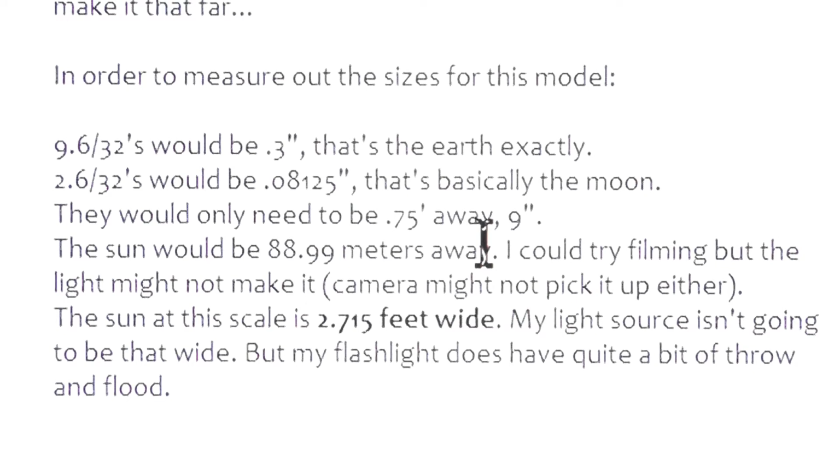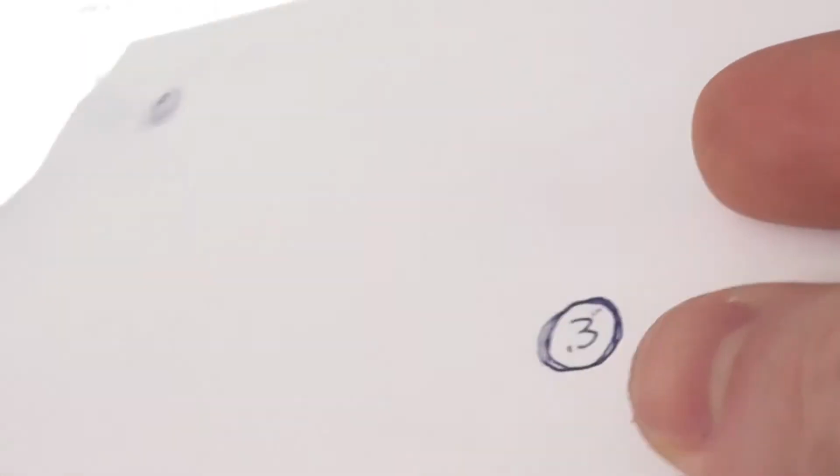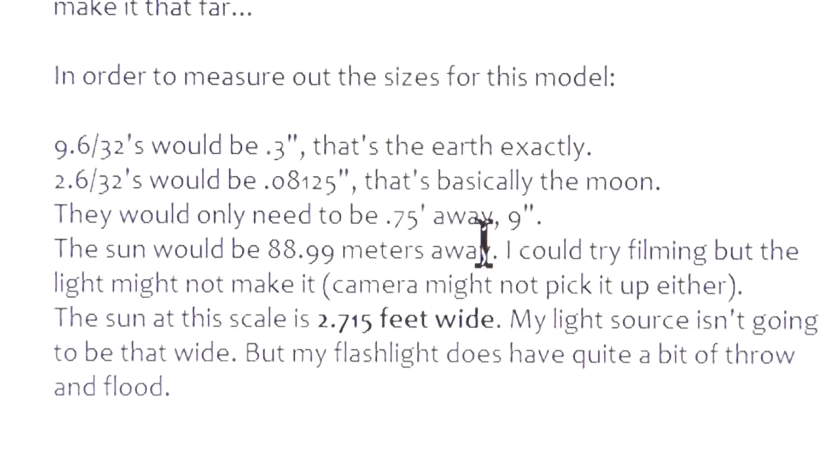So we're actually going to go set up this scale model. If I draw it out, I've got a circle that's 0.3 inches wide. I'm just going to keep it on a sheet of paper so that it's easier to hold, because, let me show you, it's actually tiny. I don't want to hold that with my fingers. And the moon is going to be, actually I'll hold that there so you can still see it.